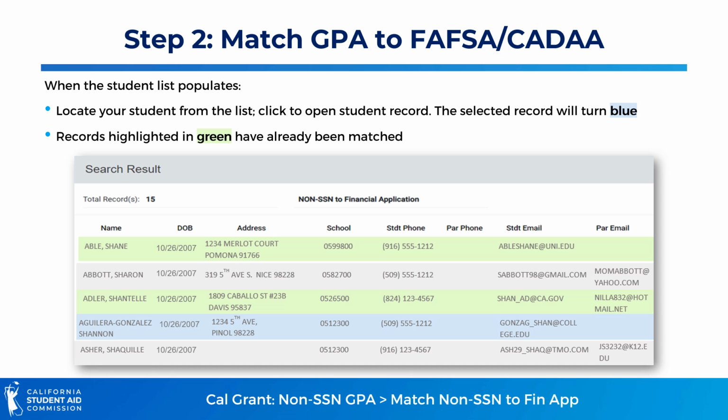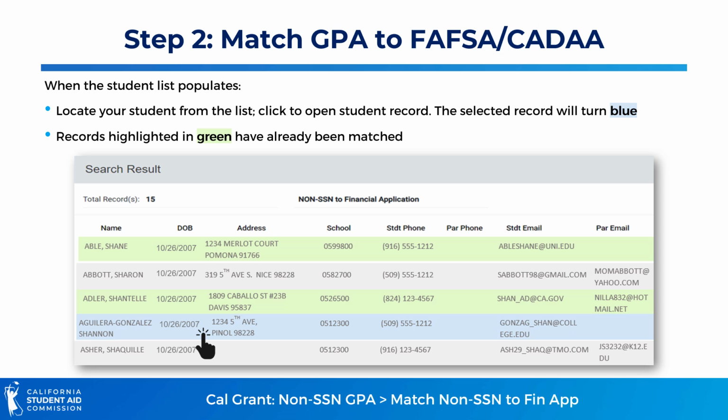Now, based on our search criteria from the previous slide, these are the student records that populated. Quick note, while the school code is used during the query, the results that populate are not contained to just your students. Records that match your query will populate from all high schools. So from here, you'll locate and click on your student to pop up that record, and any selected records will turn blue and records highlighted in green have already been matched.